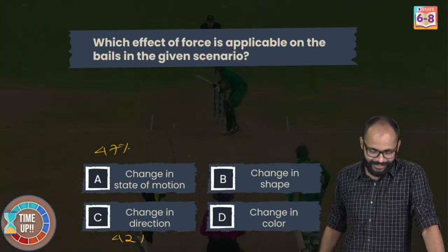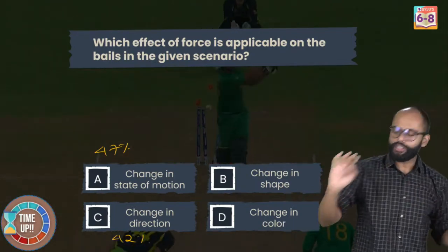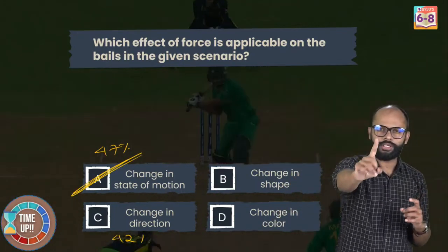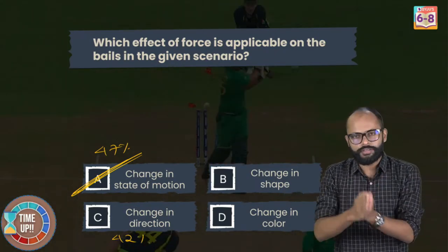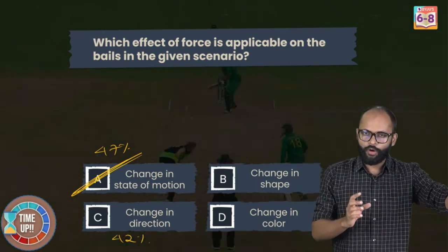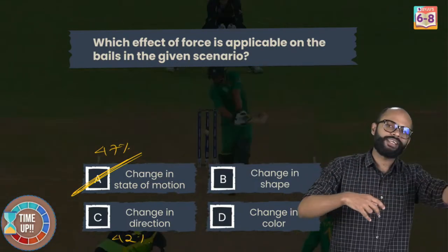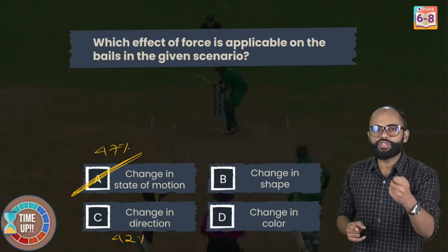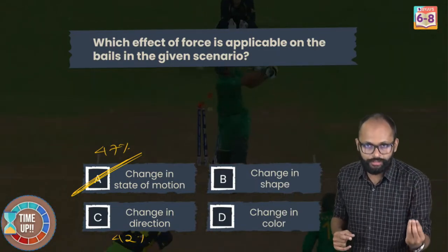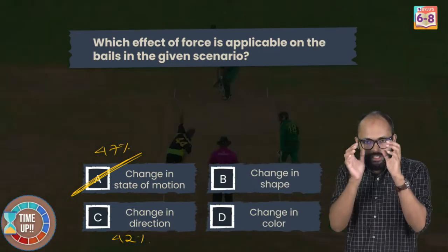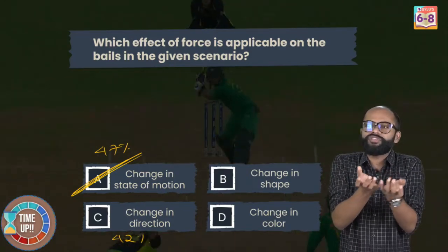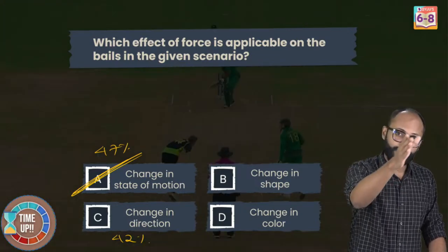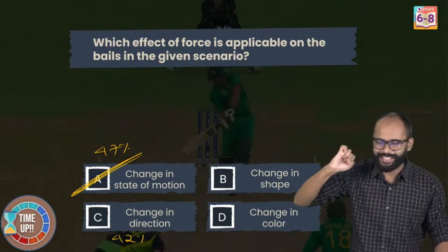Okay, very good. Chalo, very good, kids. Option A is the correct answer. Change in state of motion. Humne kya seekha? What did we learn? Change in state of motion ke liye, either a body is moving and it is coming to rest or a body is at rest coming in motion. But change in direction ke liye, a body should already be in motion. Tabhi to change in direction hoga. Koi cheez rest pe hai, uska direction kya hota hai? Right? So that's why. For direction, the thing should already be moving. Option A is the correct answer.